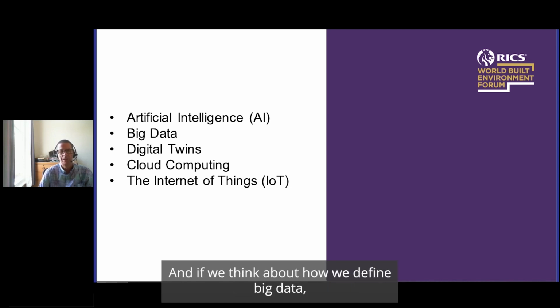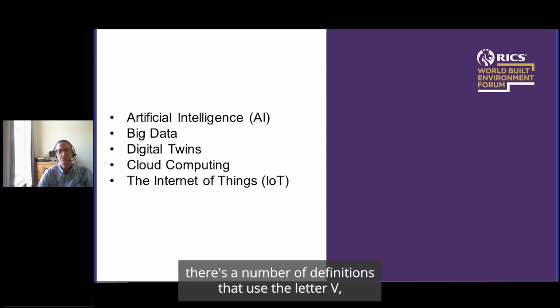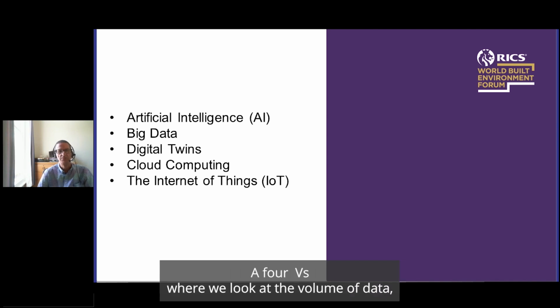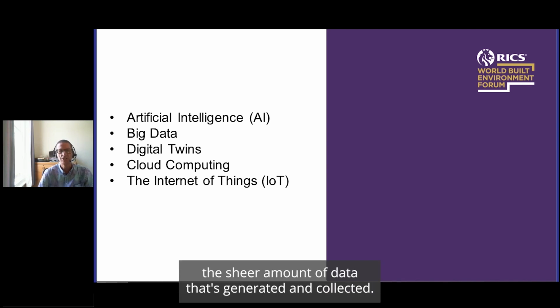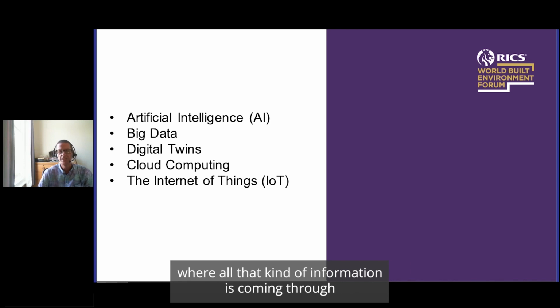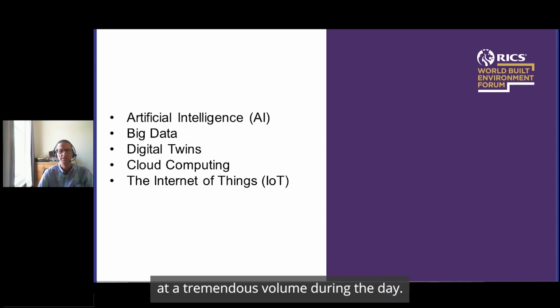And if we think about how we define big data, there are a number of definitions that use the letter V, and I'm going to use a simple definition here of four Vs, where we look at the volume of data, the sheer amount of data that's generated and collected. And once again, I'll use that example of a smart building with various sensors, where all that information is coming through at a tremendous volume during the day.